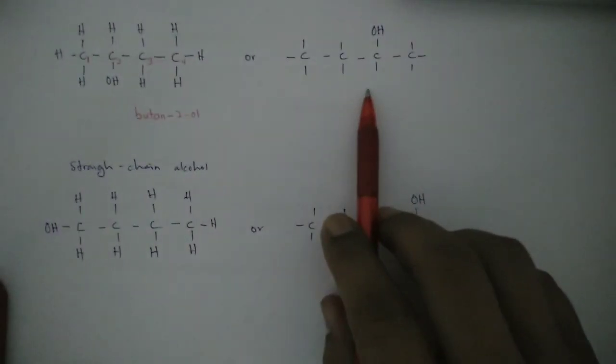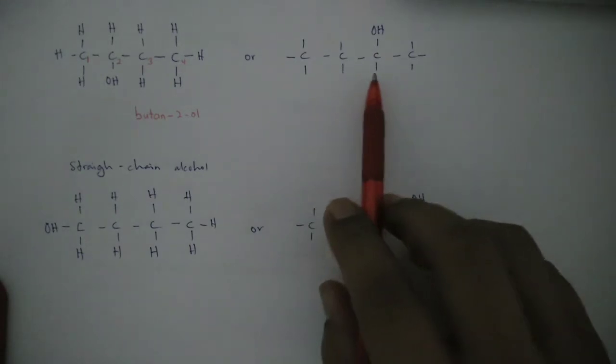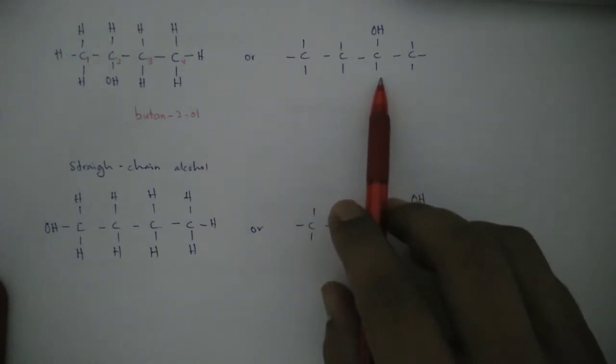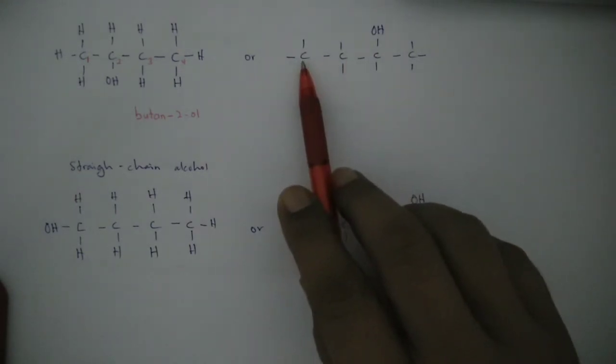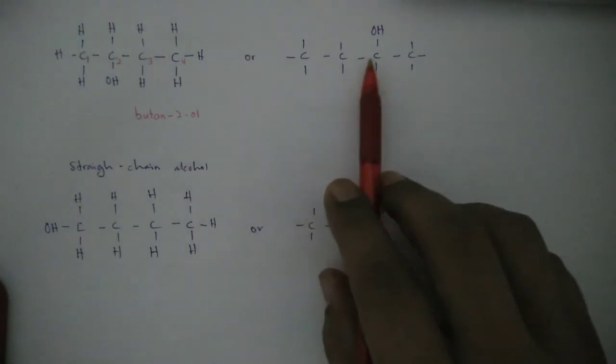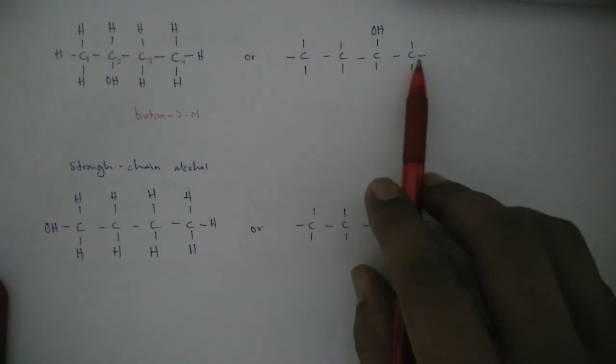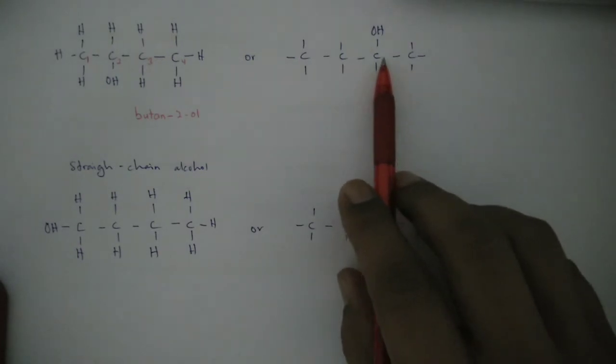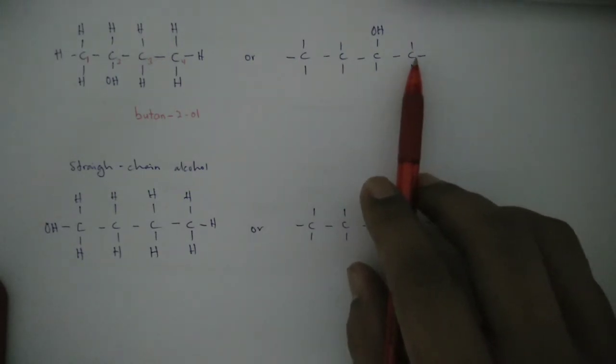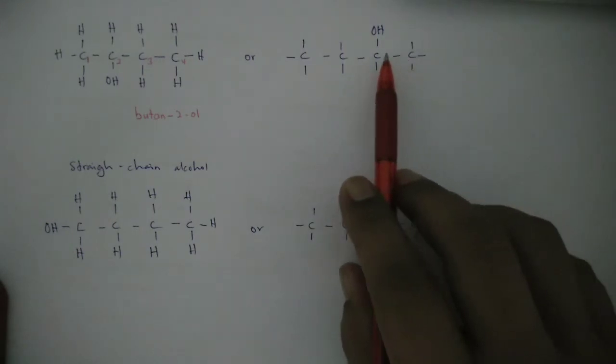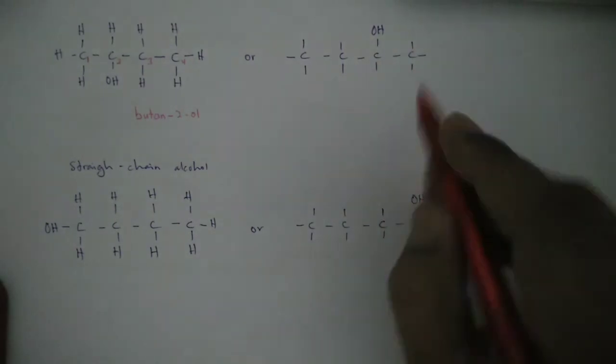How about this structural formula? Which carbon is nearer to the hydroxyl group? From here, carbon number 1, 2, 3, the hydroxyl group is at carbon number 3. How about from here, carbon number 1, carbon number 2? We choose from here because this carbon is nearest to the hydroxyl group.